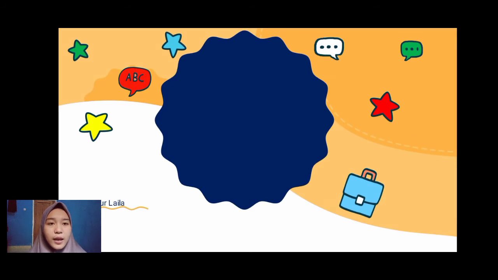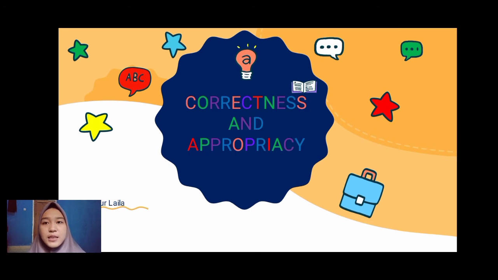My name is Nur Laila, and in this opportunity I will answer question number 3, that is the differences between the aspects of correctness and appropriacy in scoring the test. Friends, correctness and appropriacy are criteria used to score the test too, and we have already known the kinds of criteria used to score the test in the previous slide that was explained and answered by my friends. And now let me answer the question about the differences between the aspects of correctness and appropriacy in scoring the test.